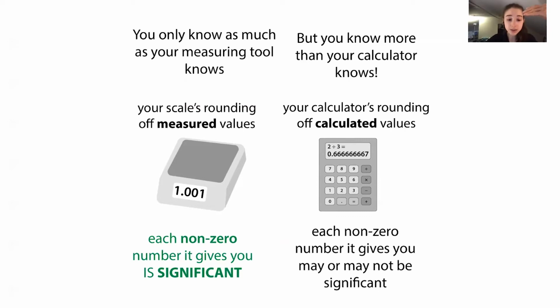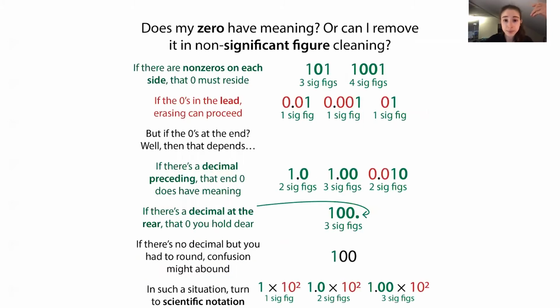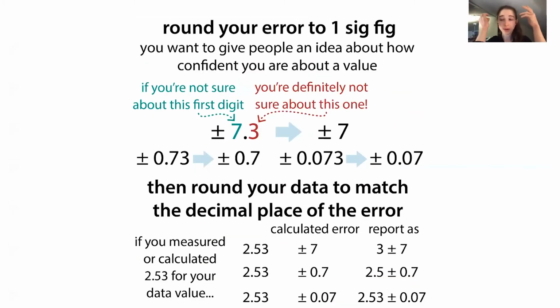With calculated values, we have stricter rules. There are also rules for when you're reporting error, and we'll get into this, so don't worry if these terms are confusing, but I just want to give people a little heads up about what's coming. And if you get one thing out of this, I hope you see this, because it's a major pet peeve of mine: when you're reporting error, that's like telling how unsure you are about something, and so you should only have 1 significant figure in your error. If you're not sure about the first digit, you're definitely not sure about the second digit.